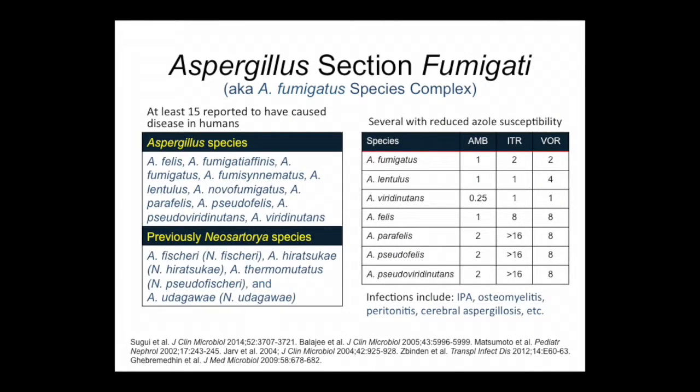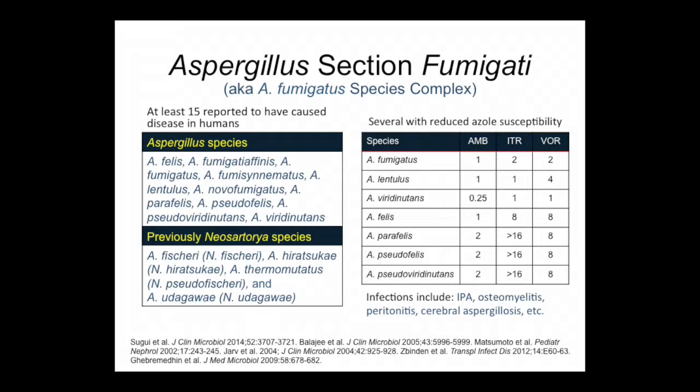Now, of the 51 phylogenetically distinct species within section Fumigati, at least 15 have been reported to cause disease in humans. Those that we've always known as Aspergillus species, and then those that were previously called Neosartorya. This is important because many of these cryptic species within section Fumigati actually have reduced azole susceptibility, as shown in the slide here. The infections that they've been reported with in individual case reports include invasive pulmonary aspergillosis, osteomyelitis, peritonitis, as well as cerebral aspergillosis.